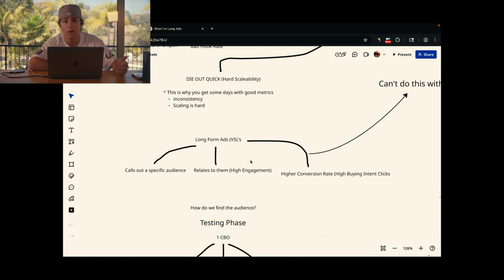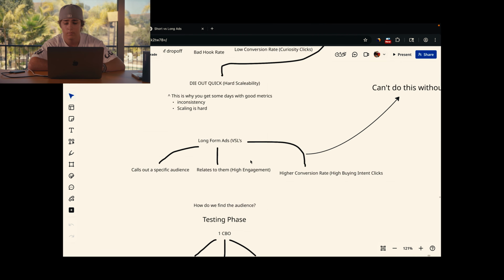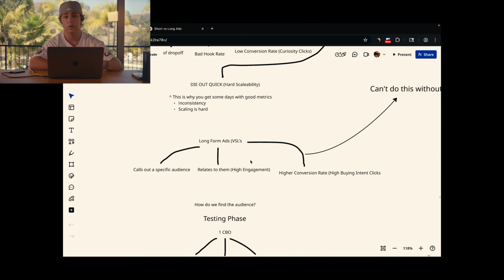So that's going to lead to higher AOV and ultimately when you're scaling, a lot better scalability. The reason I like these so much is because when you scale, your ads aren't going to die out as quick. And so you could have one VSL that lasts for 5, 6, 7 months, even up to a year, and have a shit ton of spend behind it without being worried that it's going to die out the next day.